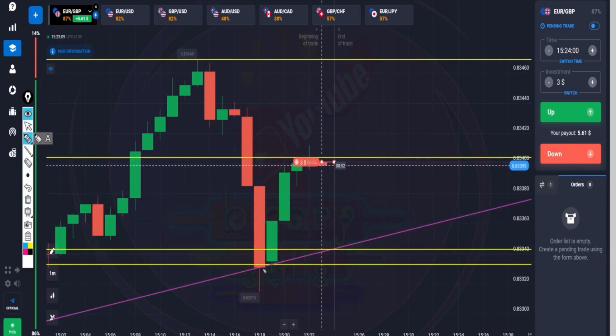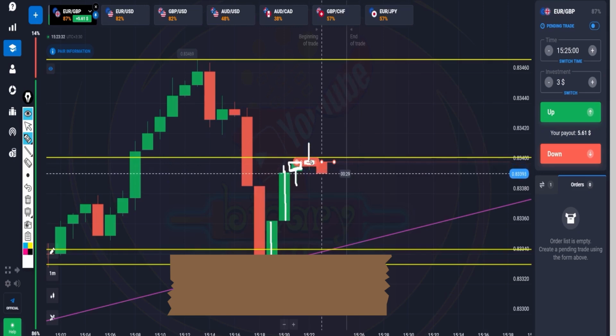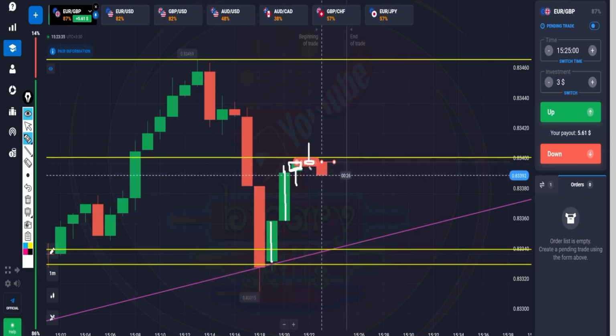I don't think there's much more explanation needed. The price has bounced off this level. We see a strong green candle with a powerful body, followed by another strong green candle. There's a small rejection at the top, and the next candle has a much weaker body compared to the previous ones. It has a rejection, and then we have a candle with a very weak body and a long upper rejection. This is exactly one of the reversal patterns.